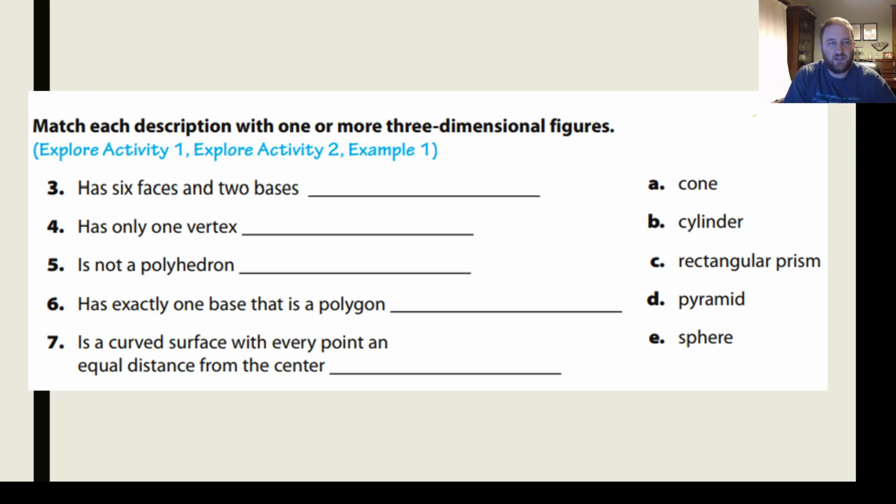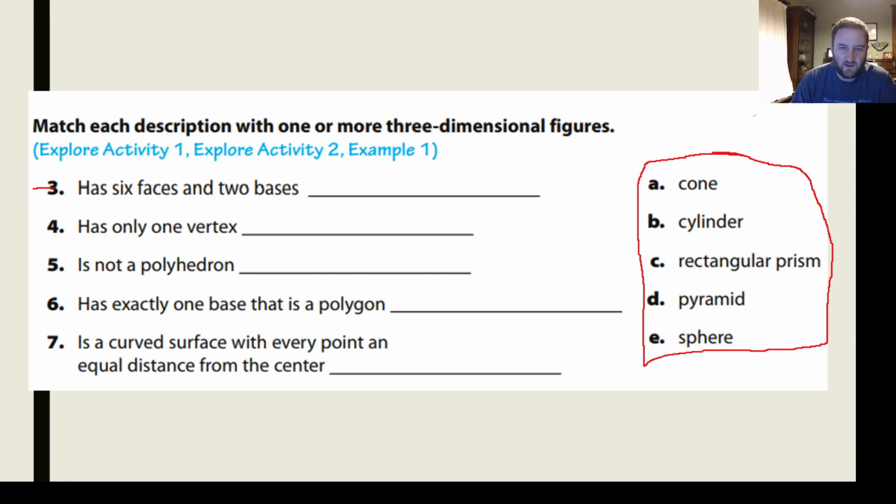Here it says match each description with one or more three-dimensional figures. Okay, so the first one, it says has 6 faces and 2 bases. So let's look here on the side at our choices. Which of these matches up with having 6 faces and 2 bases? Well, first, let's look at cone. Does a cone have 6 faces and 2 bases? No. What about a cylinder? It does have 2 bases, but it doesn't have 6 faces, right? Because it's got a curved surface along the outside. Okay, so that's not it.